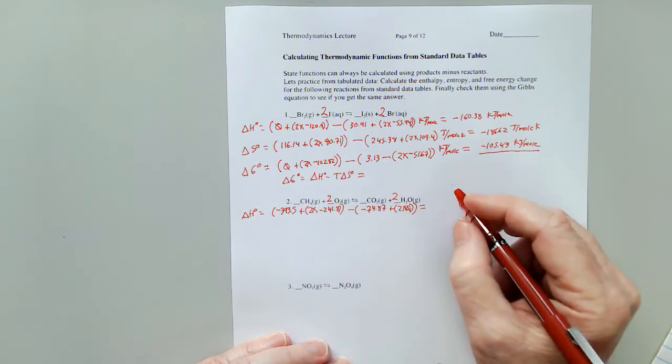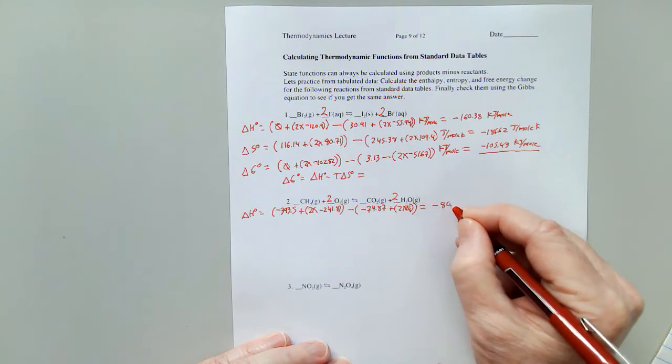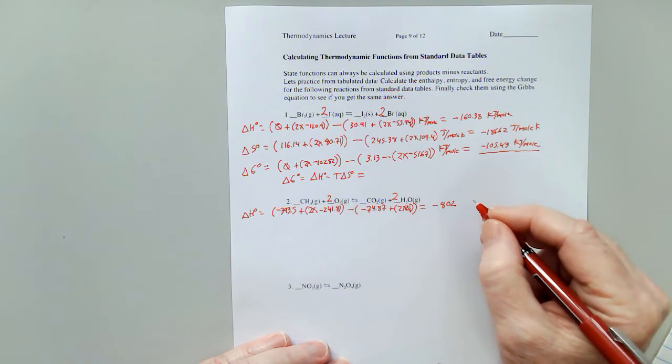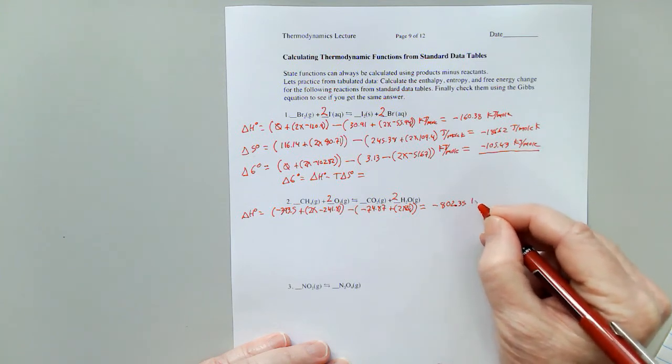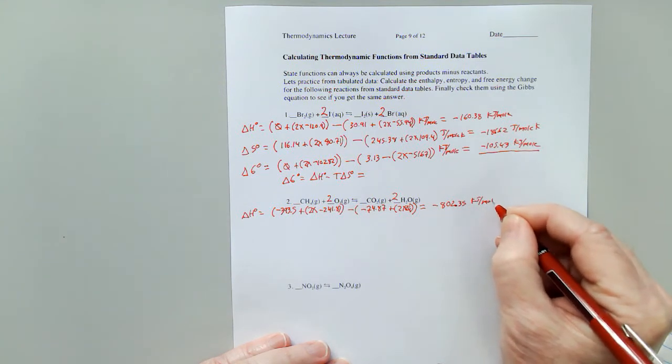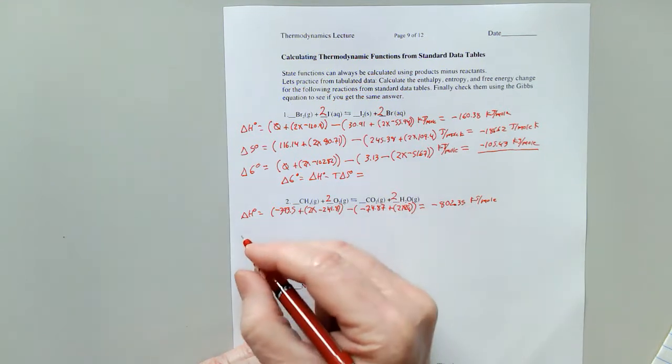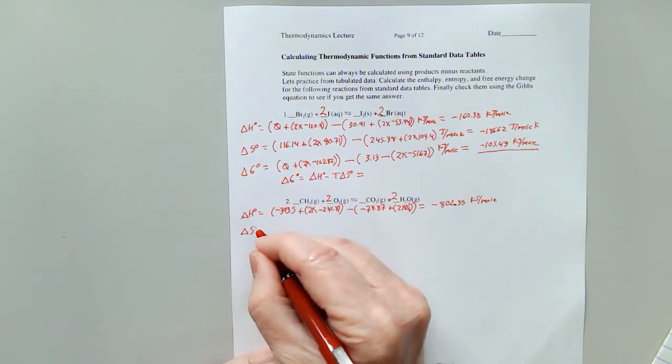And when I do that, I end up with negative 802.35. And that's kilojoules per mole. That's a very exothermic reaction, so that does not surprise me.